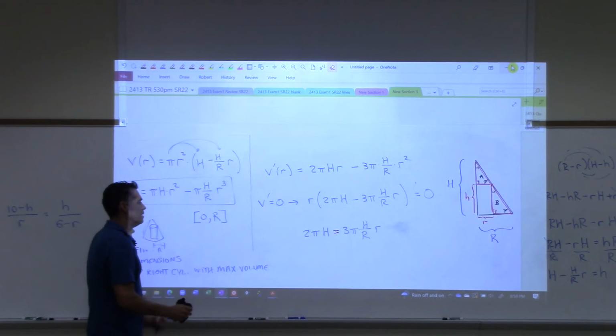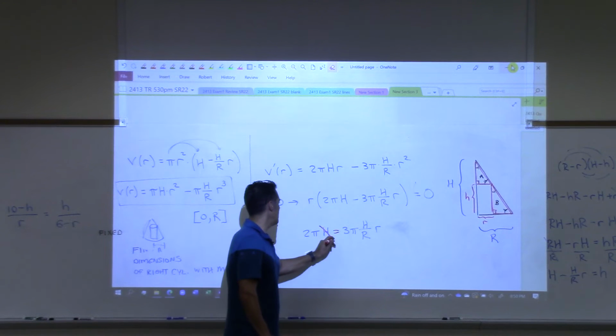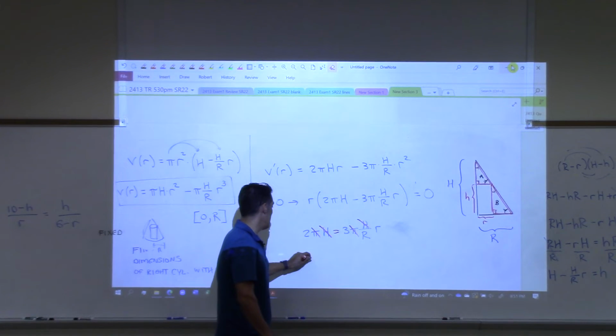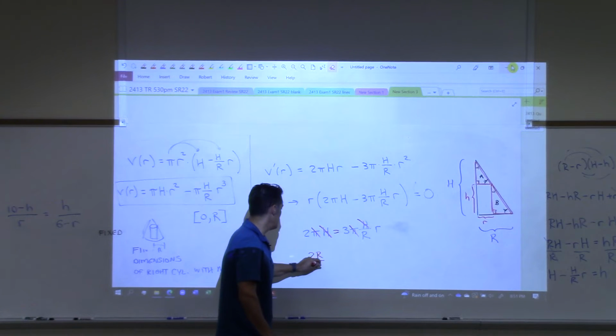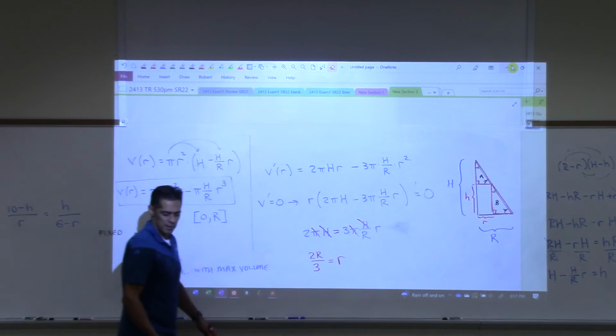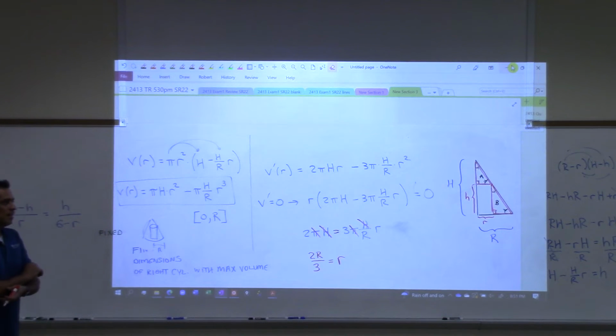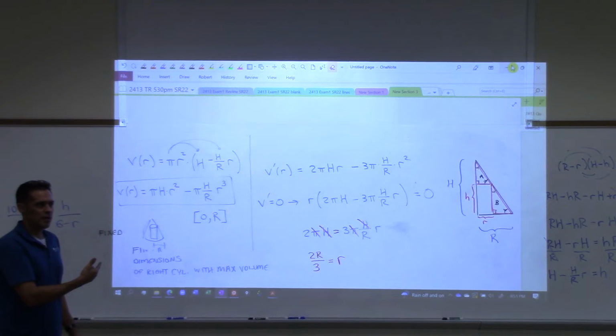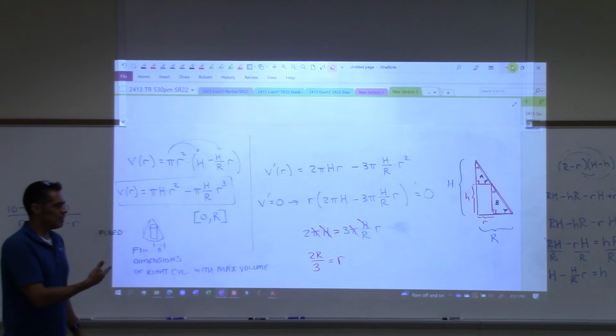And then let's just start clearing things out. Divide both sides by H. Divide both sides by pi. Multiply both sides by capital R and divide both sides by 3. Oh my goodness, that's it. That's my critical number. Isn't that just saying 2/3 of the big radius is a critical number?